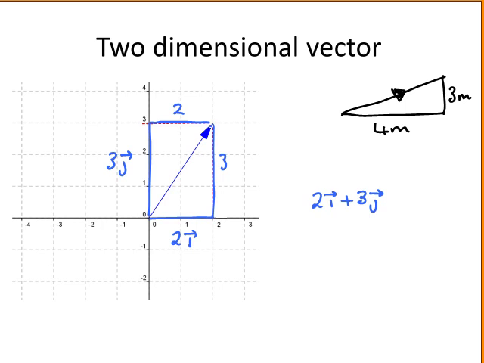So any two-dimensional vector can be represented in terms of the basis unit vectors i and j.